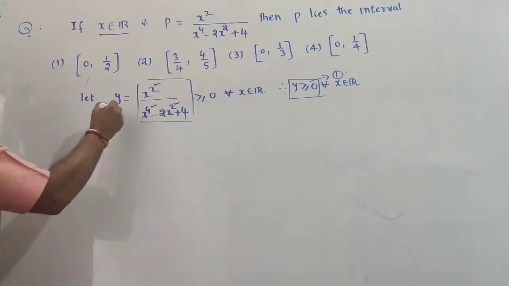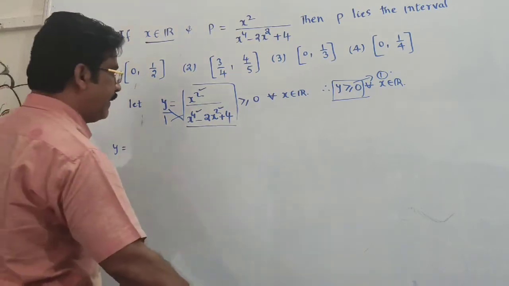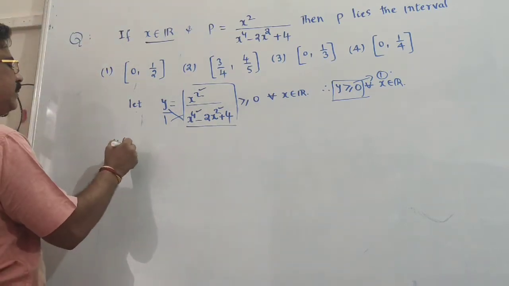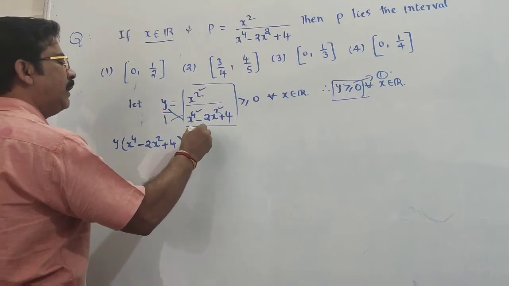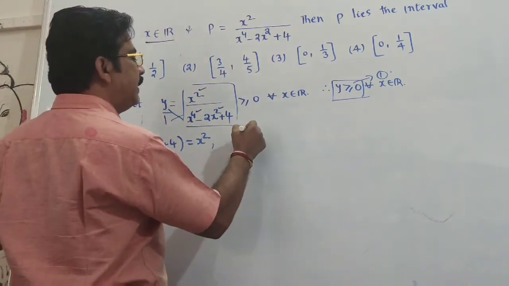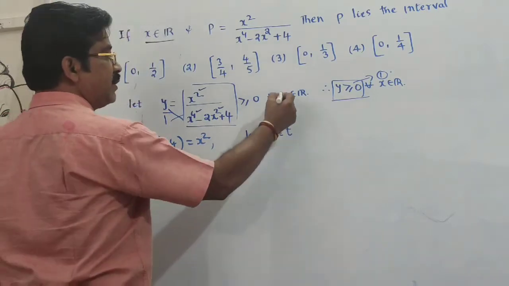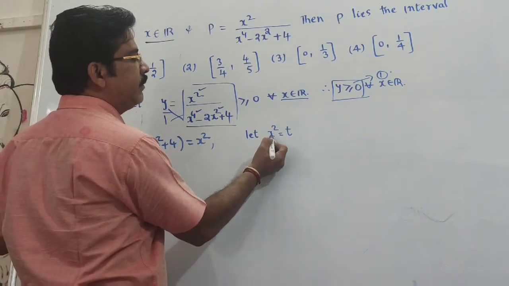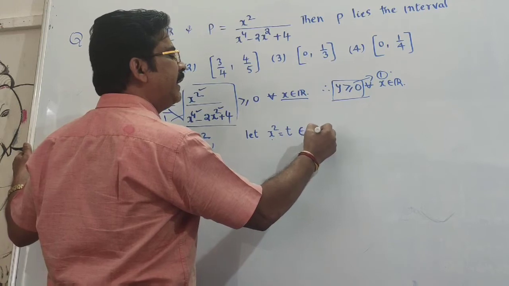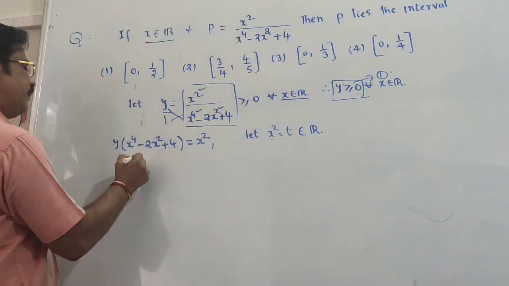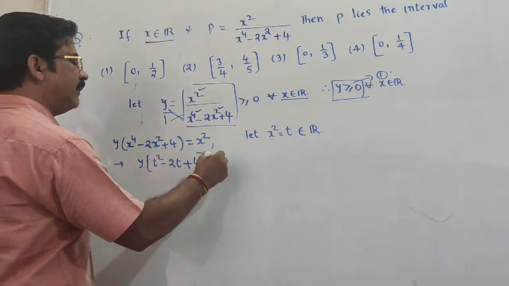Next, according to the procedure, we take cross multiplication. Then y into x to the power of 4 minus 2x square plus 4 is equal to x square. For our convenience, let x square equal t. Here x already belongs to the real numbers, therefore x square is also a real number, so t is also a real number. So this becomes y into t square minus 2t plus 4 equal to t.